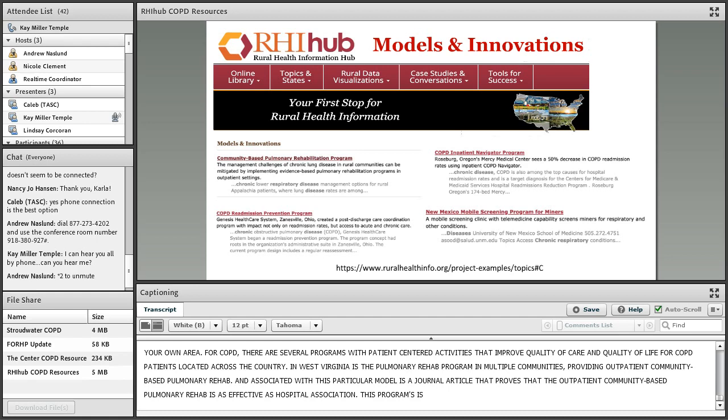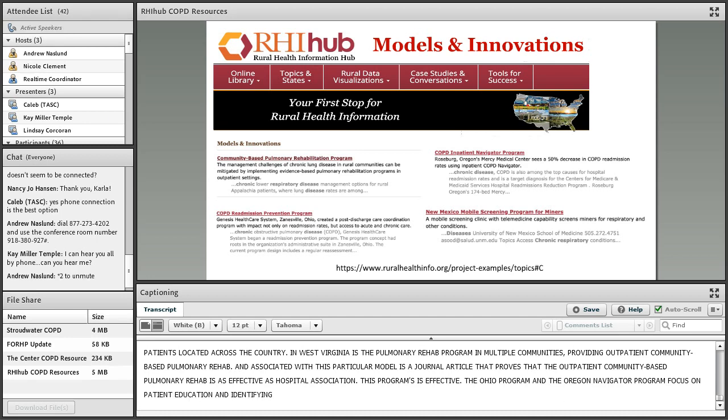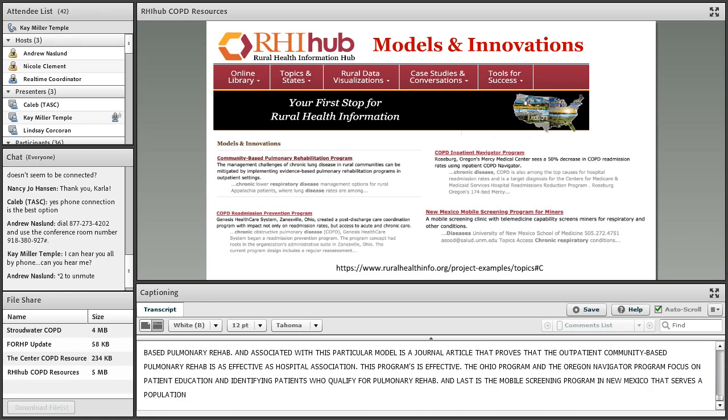The Ohio Readmission Prevention Program and the Oregon Inpatient Navigator Program focus on care coordination, patient education, and identifying patients who qualify for pulmonary rehab. And last is the Mobile Screening Program in New Mexico that serves a population that is about 40% Hispanic and 30% American Indian in the remote areas in the Southwest. This program also has an effective evidence ranking.